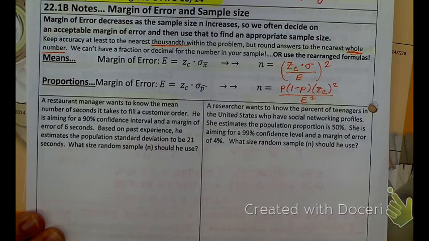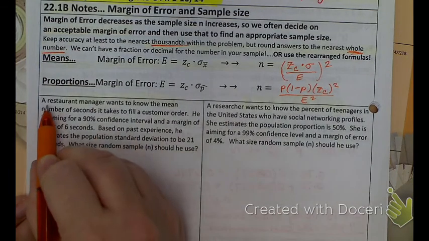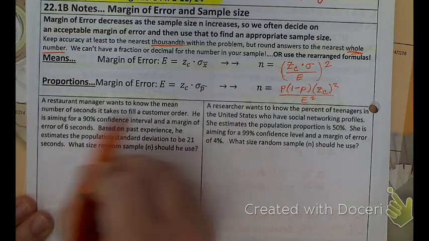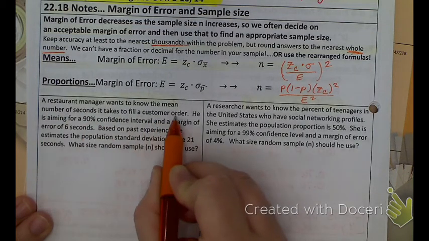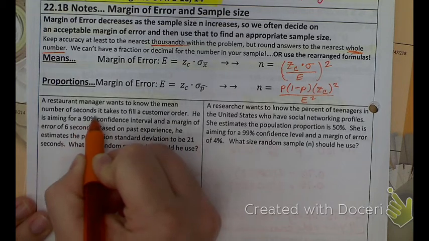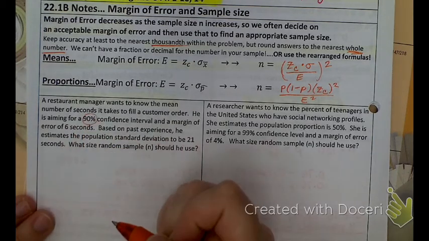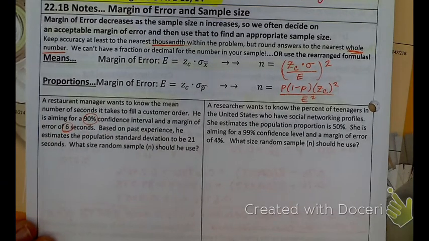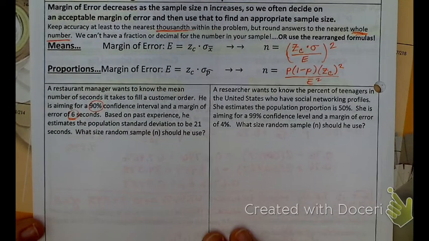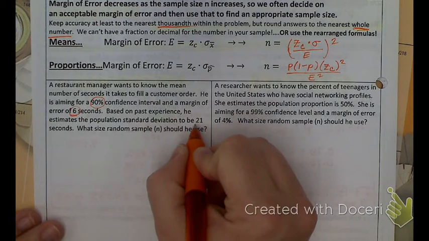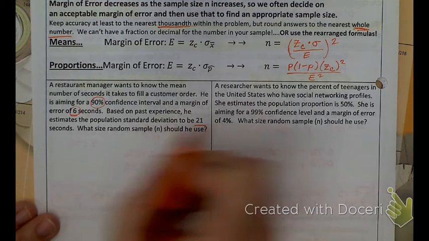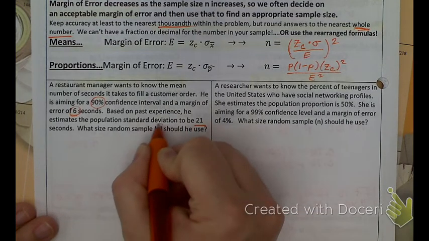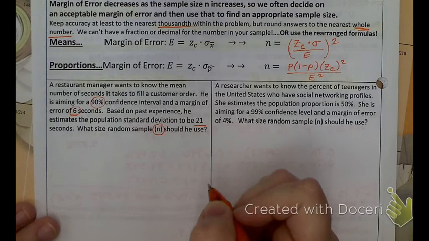So let's see how that applies in a problem. A restaurant manager wants to know the mean number of seconds it takes to fill a customer order. He is aiming for a 90% confidence interval and a margin of error of 6 seconds. Based on past experience, he estimates the population standard deviation to be 21 seconds. What size random sample, or in other words, what n value should he use?